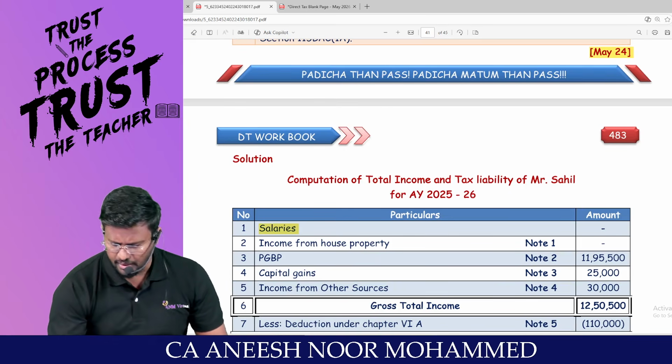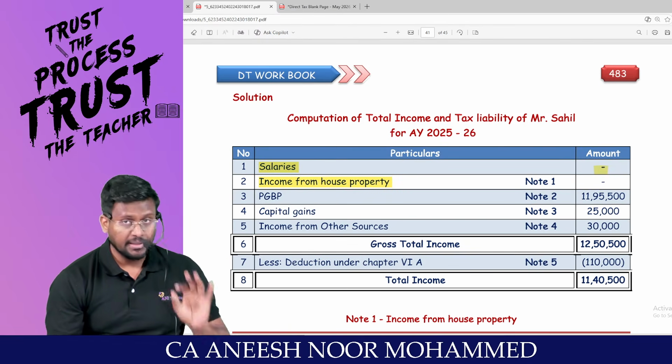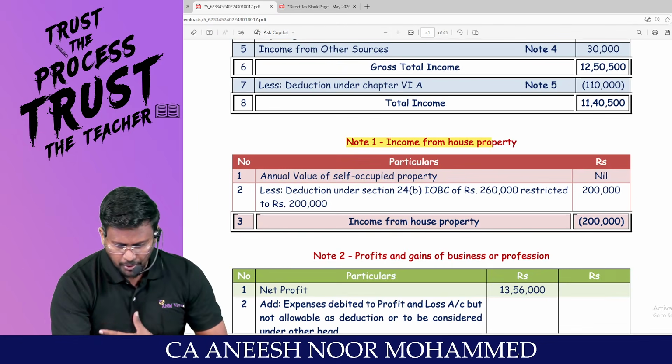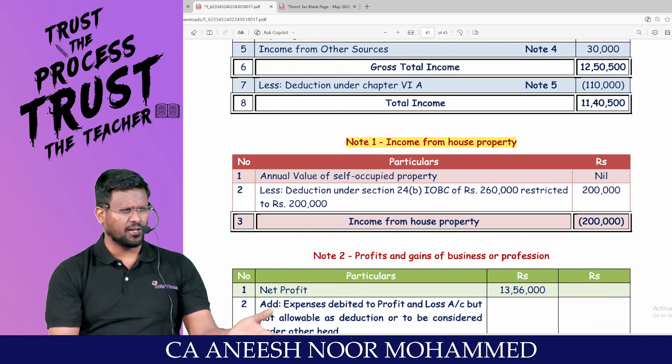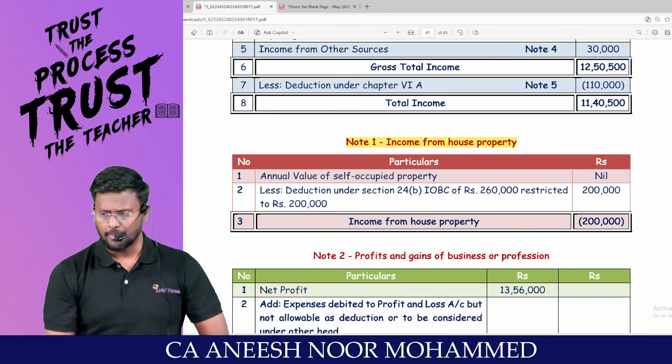Is there any salary detail? But there is income from house property detail. That house property is a self-occupied property. Am I right? So this is the house property detail. Sir, GAV will be nil. Less municipal taxes will not be taken into account. NAV will be automatically nil.